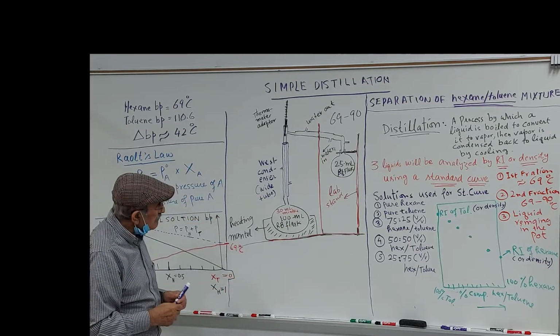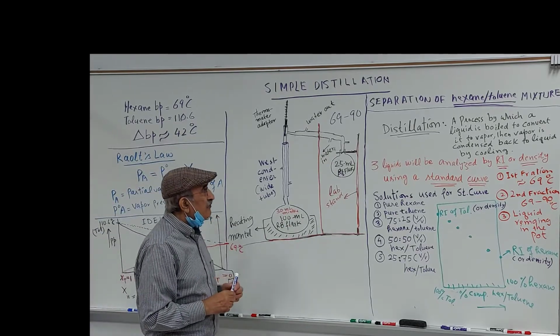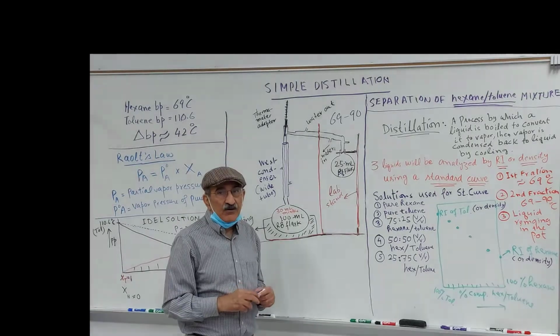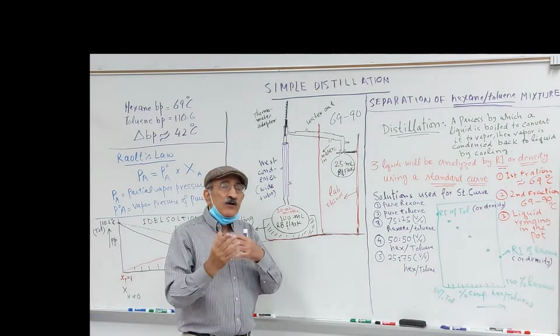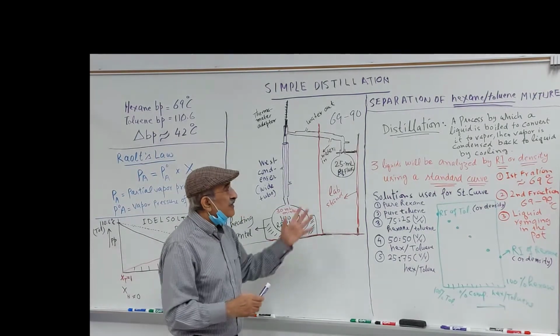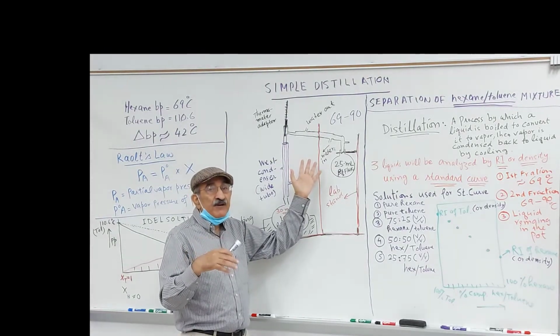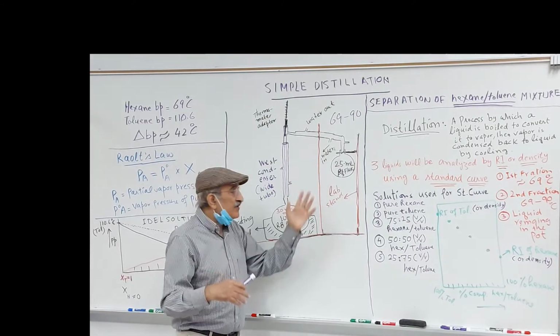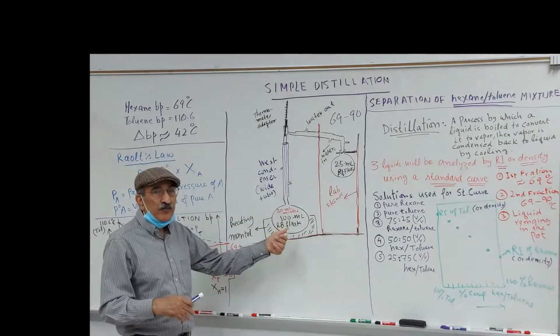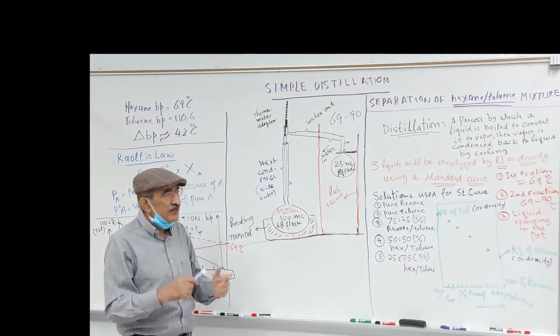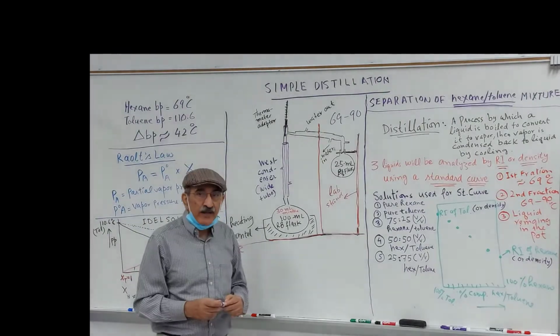Now you want to find out the densities, and the percentages. What's the percentage of hexane in the first fraction? What's the percentage of hexane in the second fraction? And what's the percentage of hexane in the remaining liquid? You want to find out the composition, and there are two ways to do that.